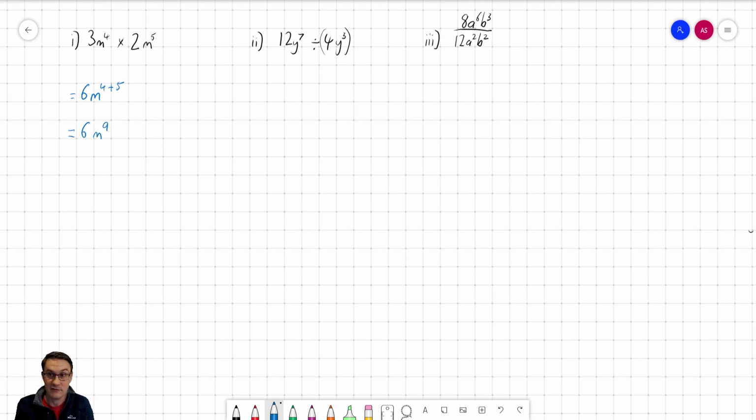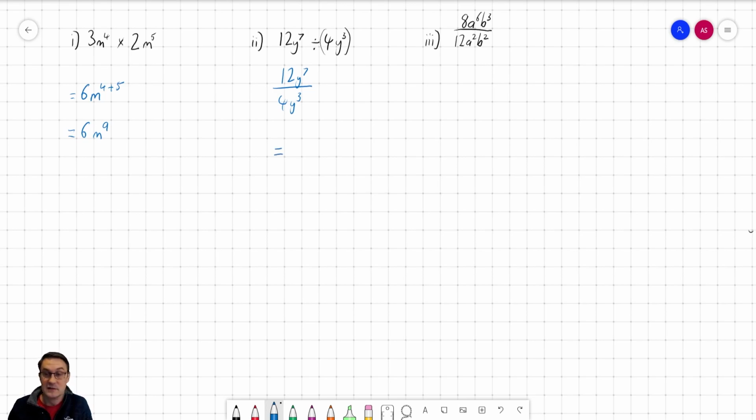Now in the second example here, we've got 12y to the power of 7 divided by, and in brackets, we've got 4y to the power of 3. Part of the reason we have the brackets here is because it's represented as a division. Another way this might be represented is 12y to the power of 7 over 4y cubed. And you can see we don't have the brackets now in this instance. This is just another way of representing this.